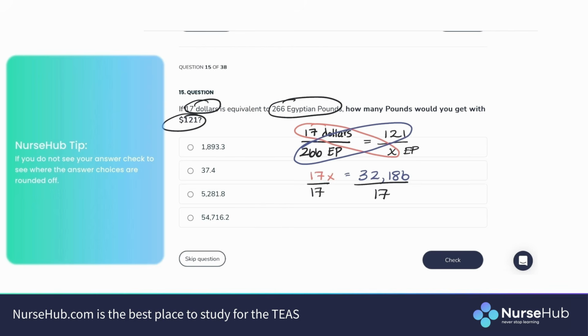And we get X is equal to 1,893.29. Now, you'll see that I don't see that answer here, but I do see this one, which is closest. That 0.3, we can assume that it was rounded from the 9 telling the 3 to go up by 1. So in case you don't see the exact answer, you saw that all of these were rounded off to the nearest tenth. That might be a hint that you're also going to round your answer to the nearest tenth.